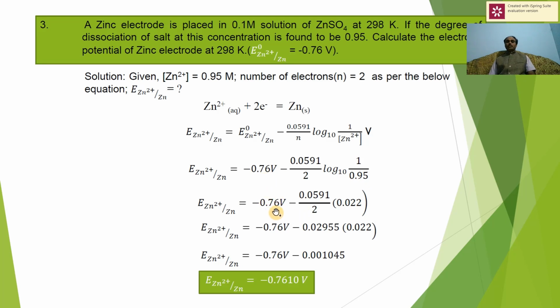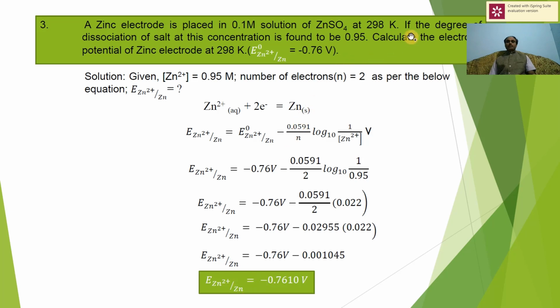Minus 0.76 volt minus 0.0591 divided by 2 log of 1 divided by 0.95, that is 0.022. Then you can multiply 0.0591 by 0.022. You will get the answer: 0.02955 multiplied by 0.022 gives 0.00105. You can add these two values. You will get minus 0.7610 volt. The final sign is minus itself. This is the answer for this question.